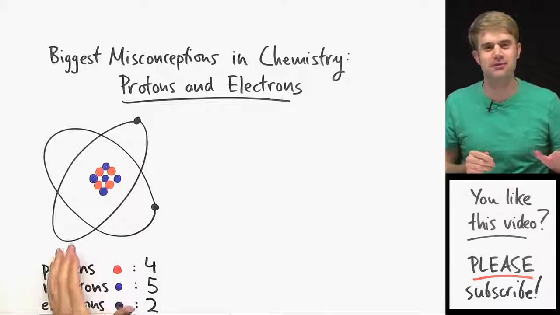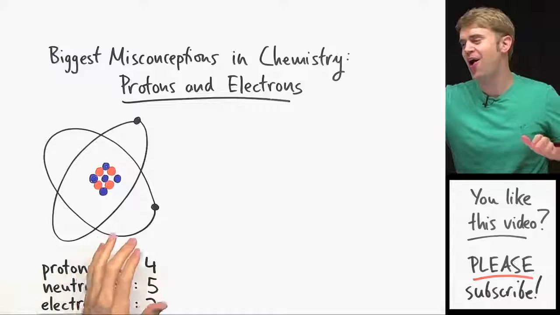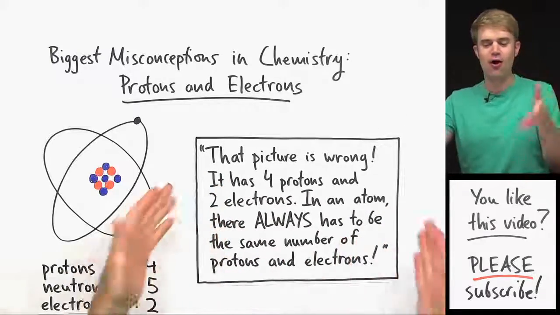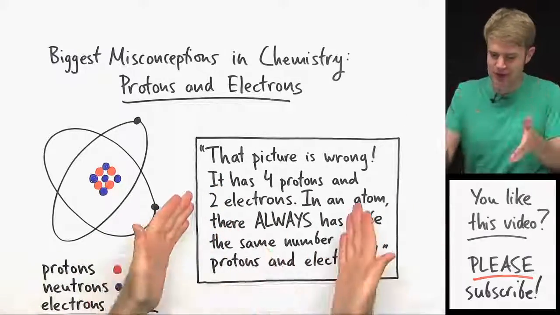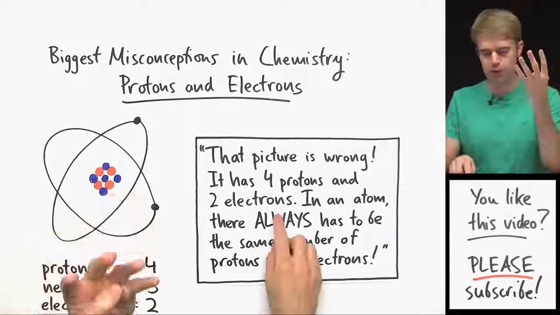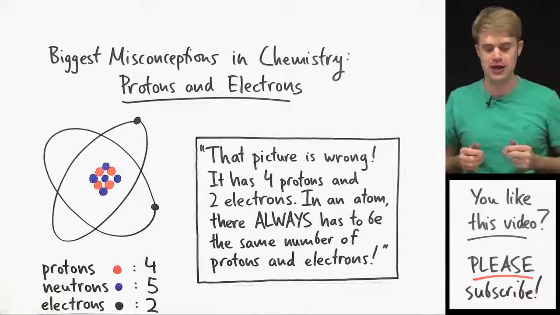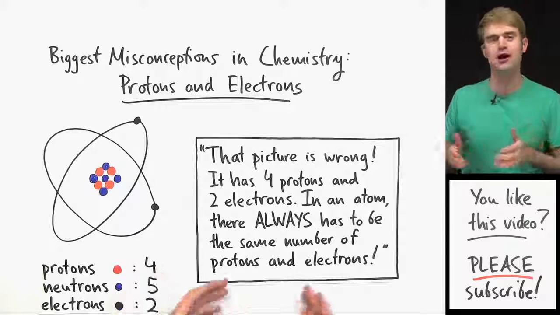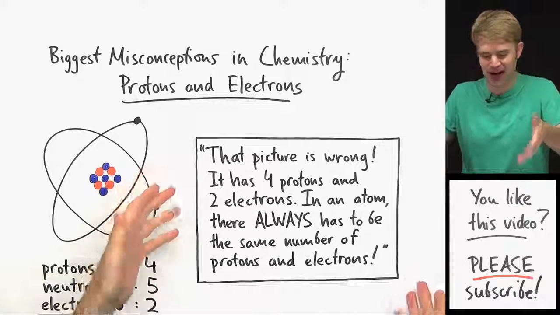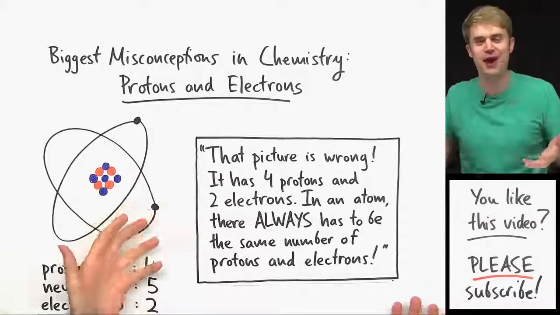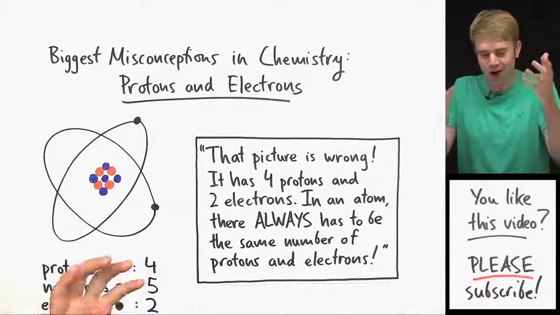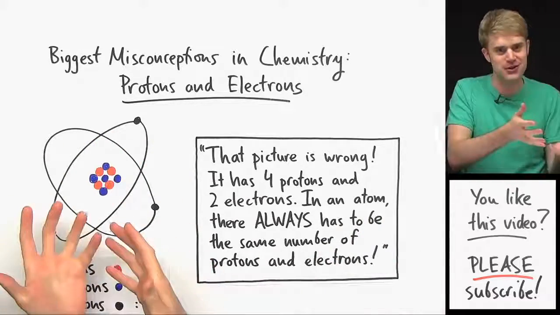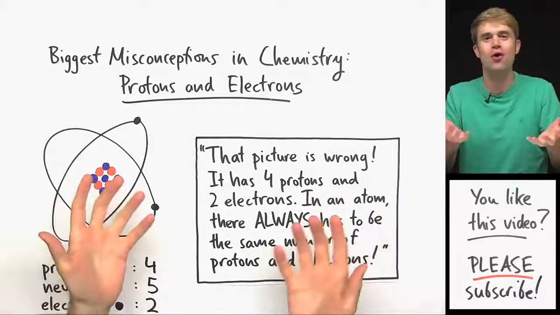I put an atom like this in my video, and before I know it, there are tons of comments and they all sound like this. "That picture is wrong. It has 4 protons and 2 electrons. In an atom, there always has to be the same number of protons and electrons." Well, I don't know what to say, but this just isn't right. There are lots of times when the number of protons and the number of electrons in an atom are different.